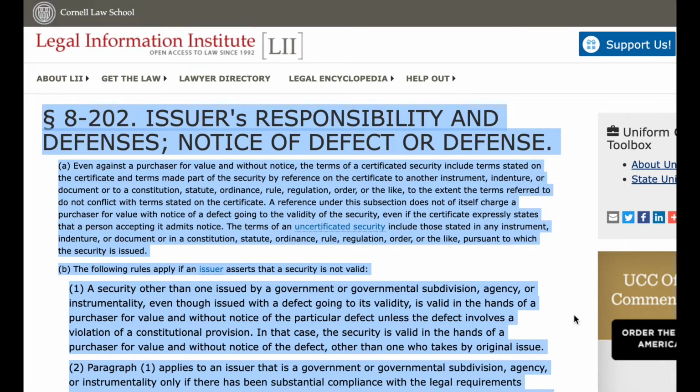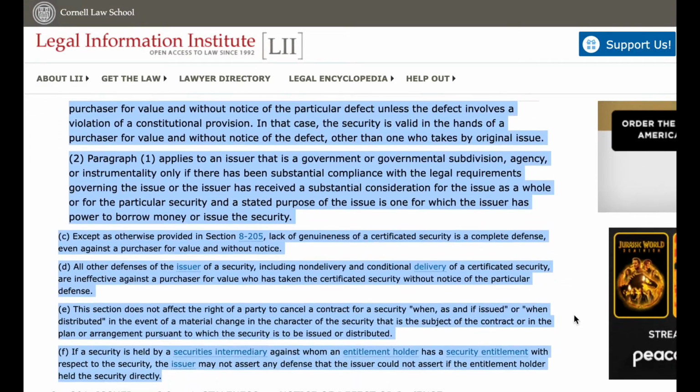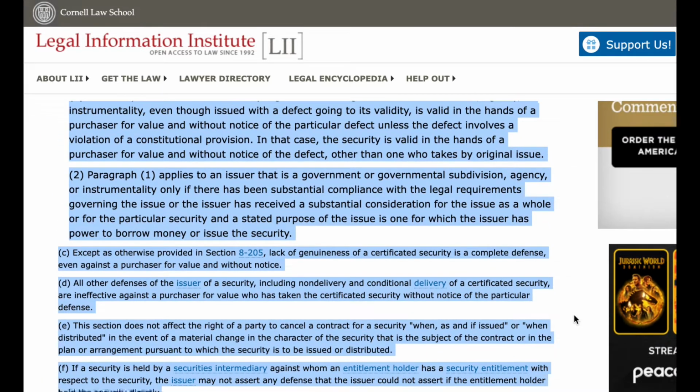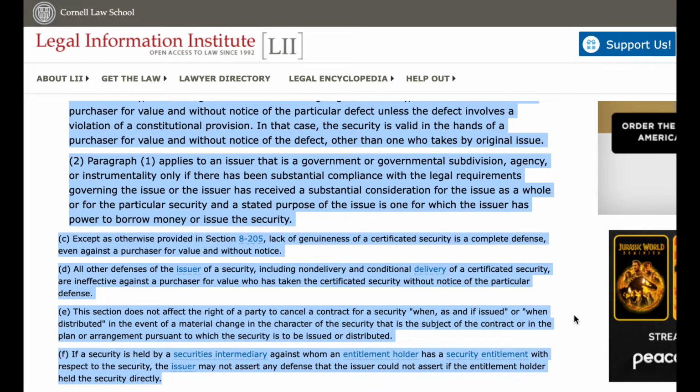B. The following rules apply if an issuer asserts that a security is not valid. 1. A security other than one issued by a government or governmental subdivision, agency, or instrumentality, even though issued with a defect going to its validity, is valid in the hands of a purchaser for value and without notice of the particular defect unless the defect involves a violation of a constitutional provision. In that case, the security is valid in the hands of a purchaser for value and without notice of the defect, other than one who takes by original issue.